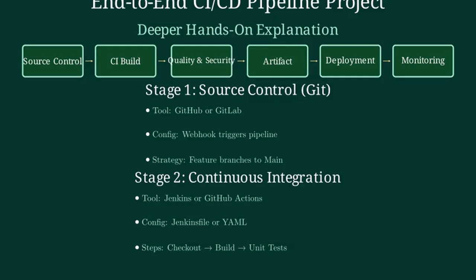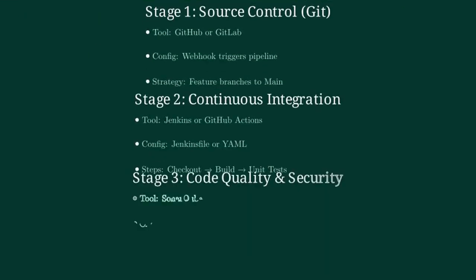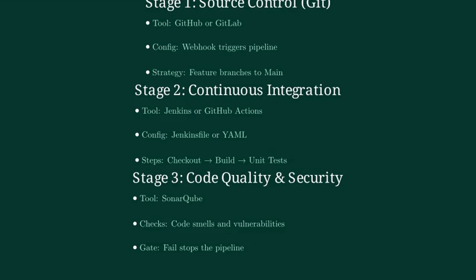Stage 4 is artifact management. We package the application inside a Docker container. A Dockerfile defines the build recipe. Then we push the container image to Docker Hub or AWS ECR for storage.